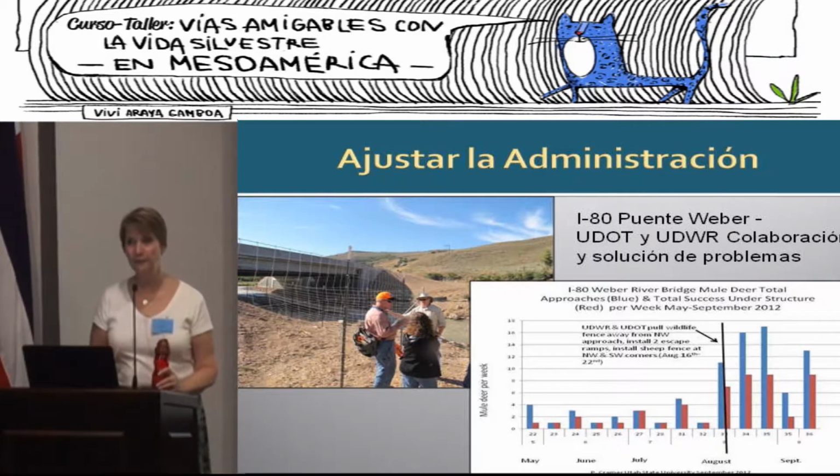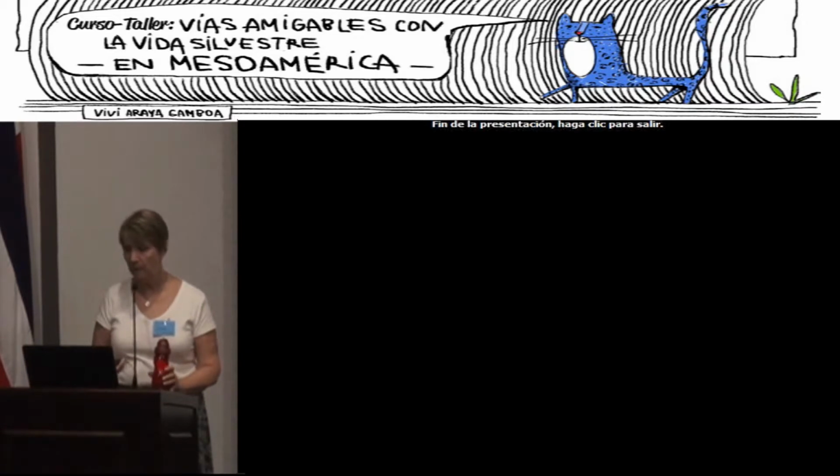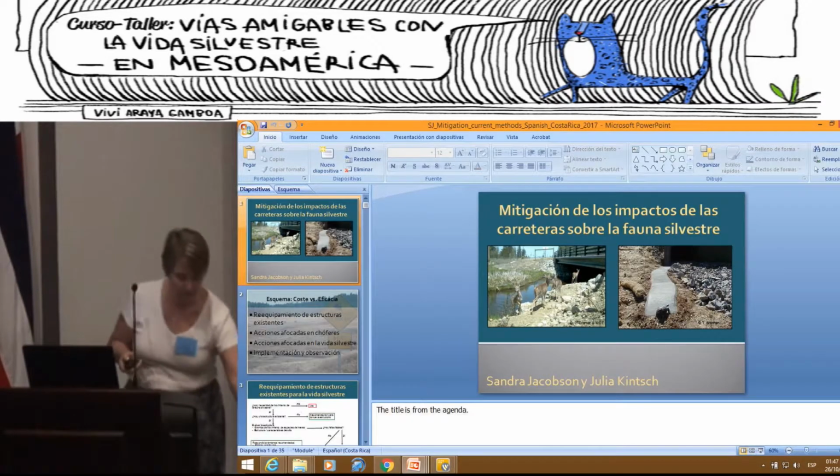And then lo and behold, after they fixed the fence, not only did more animals go through the structure, but they had a reduced collision rate. So that's a good example of where they used their monitoring to determine what they needed to do to improve. Okay, so there's that one.